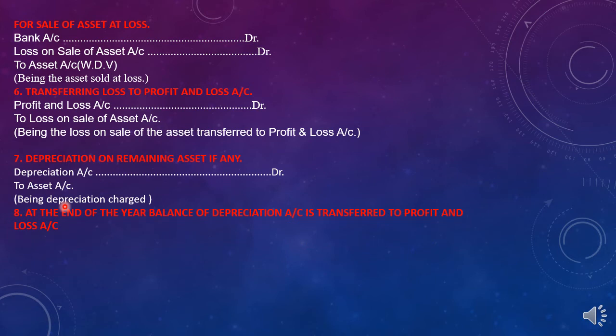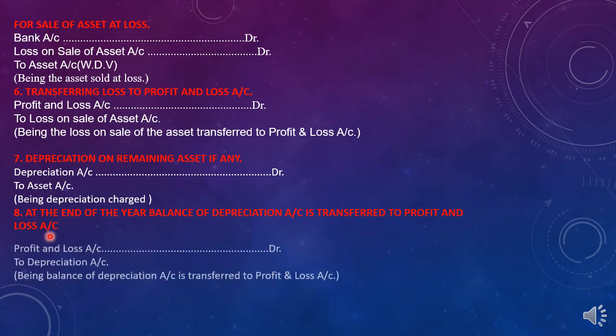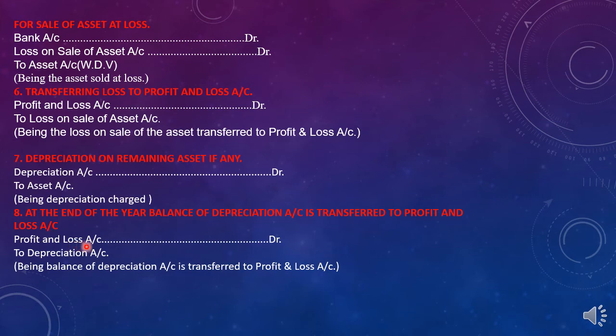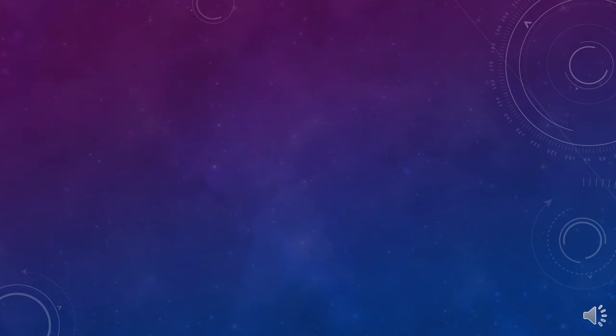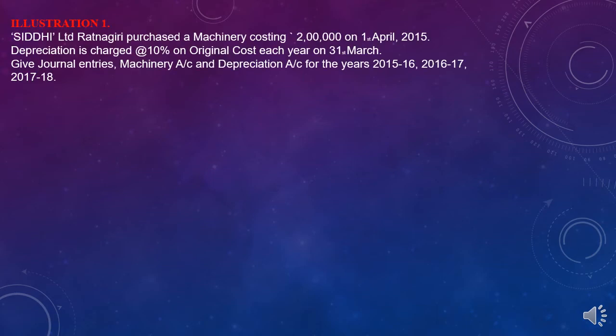After that, at the end of the year, after passing all the entries of that year, finally all depreciation will be transferred to profit and loss account, and you know the entry for the same: profit and loss account debit to depreciation account, being balance of depreciation account is transferred to profit and loss account. So students, entries are very common. There is a little difference in that. First you understand the concept so you can solve it easily.